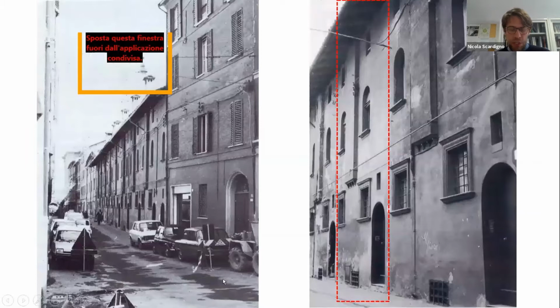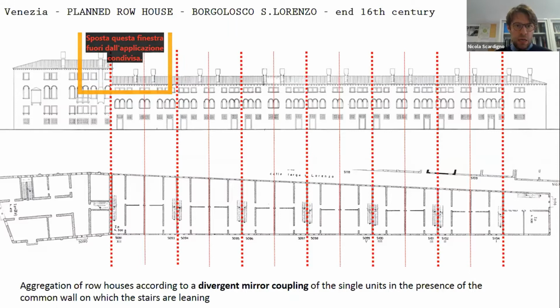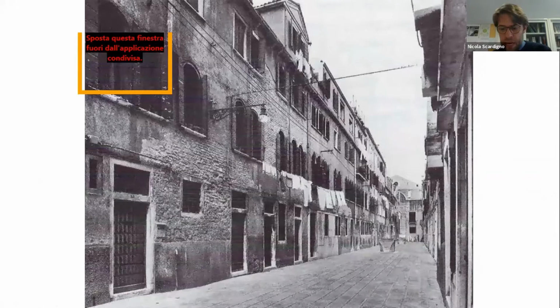These are some pictures that show the single units and the serial aggregation of units, or the case of this Venetian example, very interesting, where the aggregation of row houses occurs according to a divergent mirror coupling of the single units, in the presence of the common wall against which the stairs are leaning. And this picture shows this second kind of aggregation.